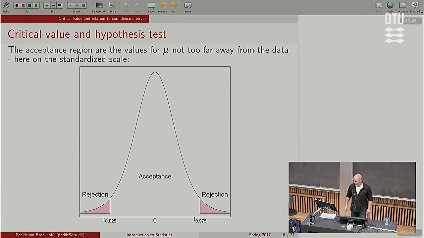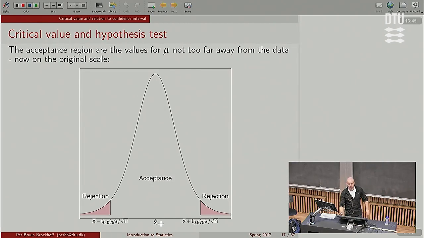And this is then how it would appear in the t-distribution: we have the center of 0, we have the acceptance region in the middle, and we have the rejection region in the extremes. And maybe it is better to put it like this, that we have the observed x bar, the sample mean, in the center, and I guess you can recognize that.